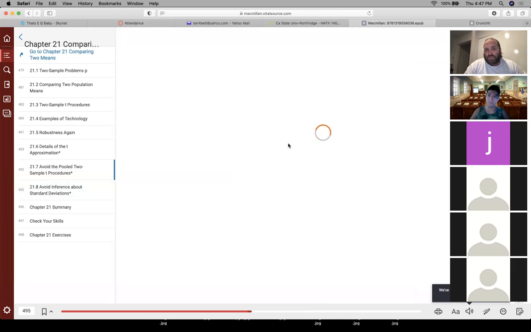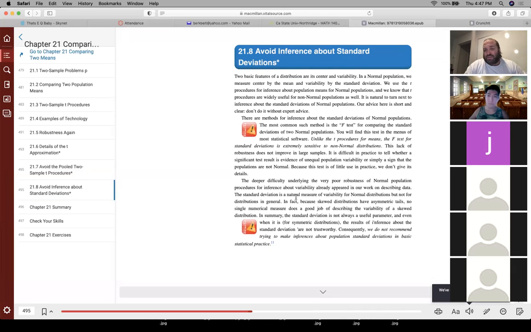What if I want to make inferences about the standard deviation? What if I say, hey, I don't know my standard deviation, but I think it's here. Can I do a hypothesis test or a confidence interval for my standard deviation? And the answer is yes, but they're much more complicated. We don't use the Z and the T test. We use what's called the F test.